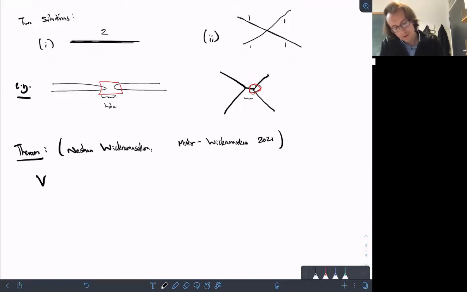So again, if V is stable, this essentially just means the second variation is non-negative.